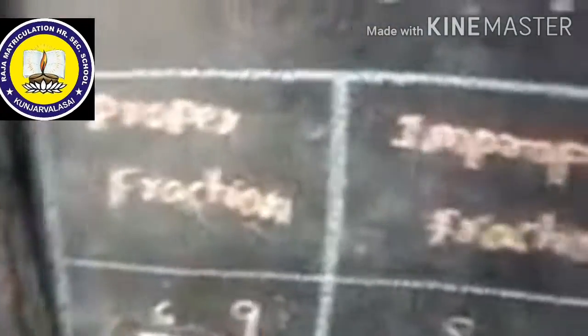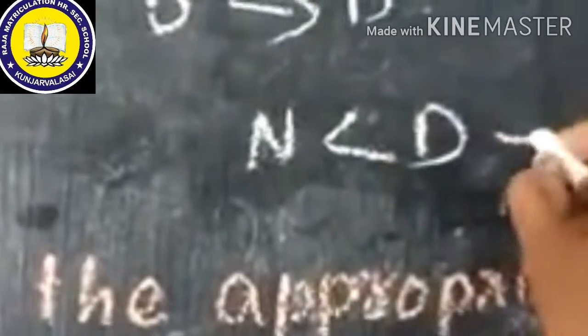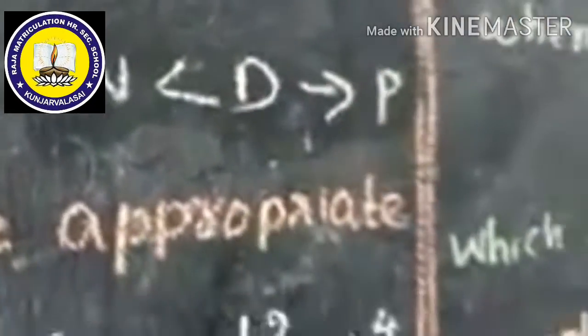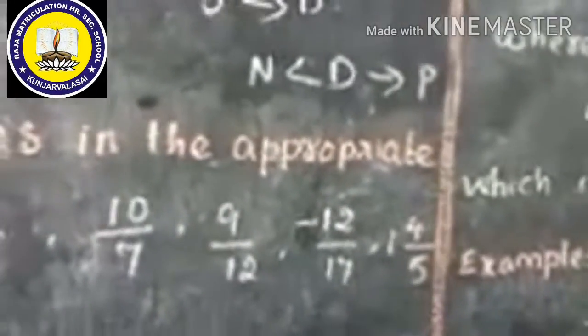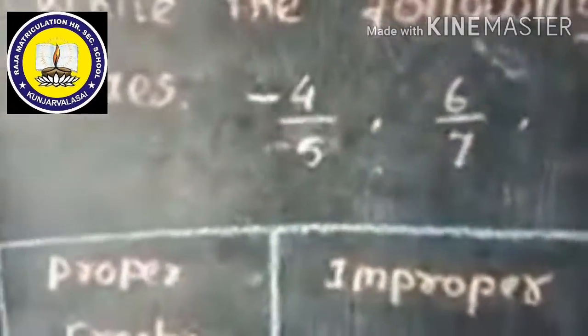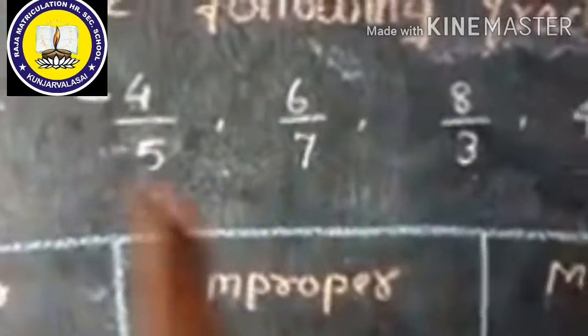Now how to define the proper fraction? Listen carefully. Here the numerator is less than the denominator, that is called a proper fraction. Can you understand? Numerator less than denominator is called a proper fraction. The example is shown below. Minus 4 by 5 is a negative fraction, so put it in the negative fractions column.